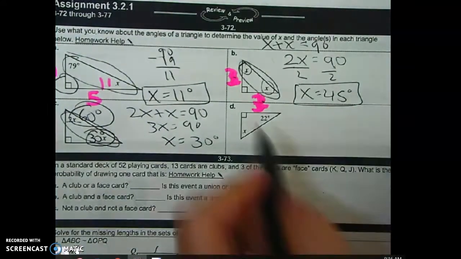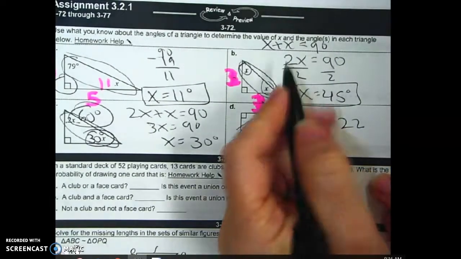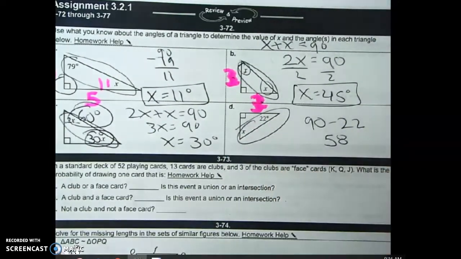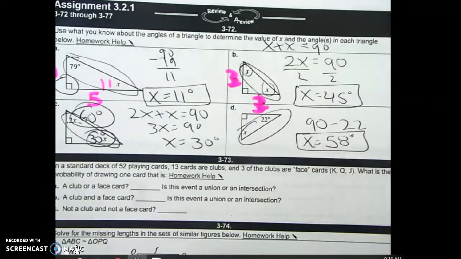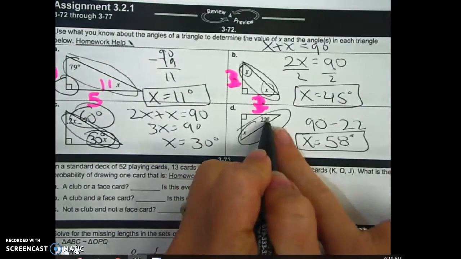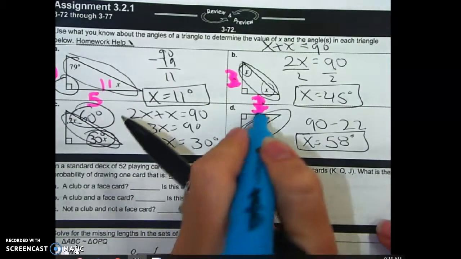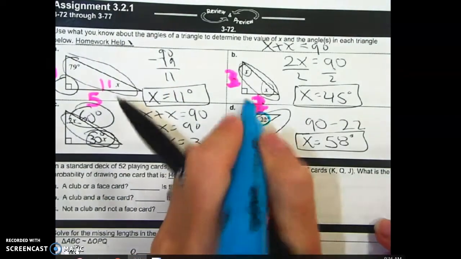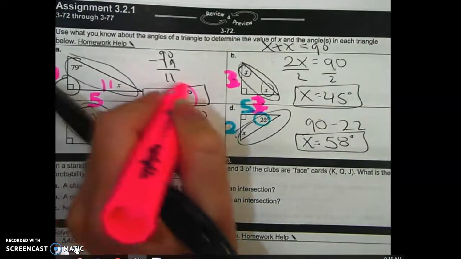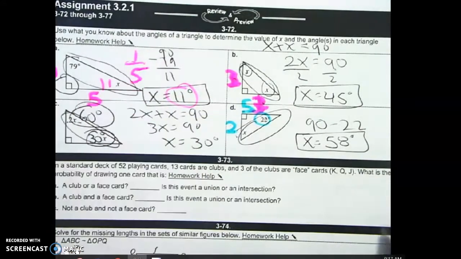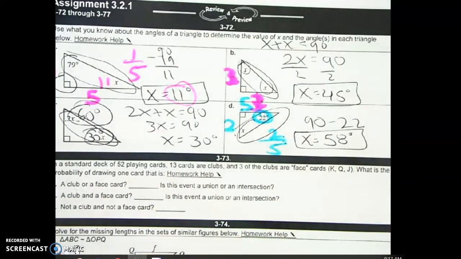Okay, last one. I'm going to go 90 minus 22, and 90 minus 22 is 58. So x equals 58 degrees. Okay. Ooh, I remember that if this was 22, what was across from there was a 2. So when it was 22 degrees, this was a 2, and what's across from here is a 5. So I remember the ratio of that one. The ratio of the 11 degrees was 1 to 5, and the ratio of 22 degrees was 2 to 5. Okay, get good at that.